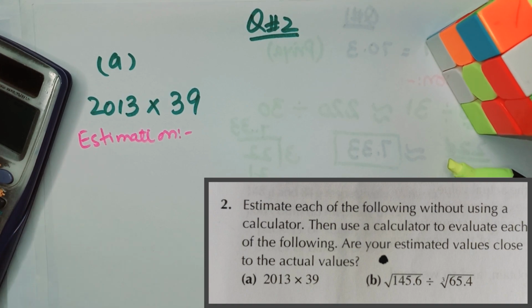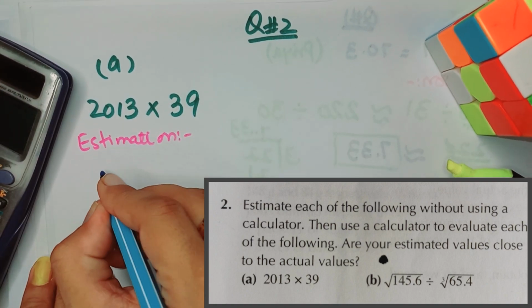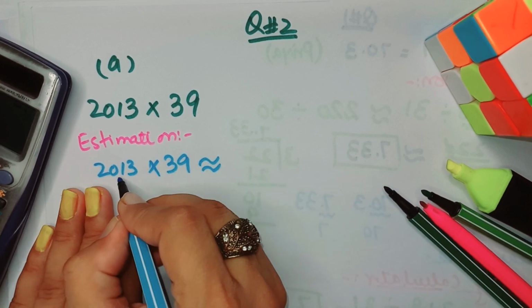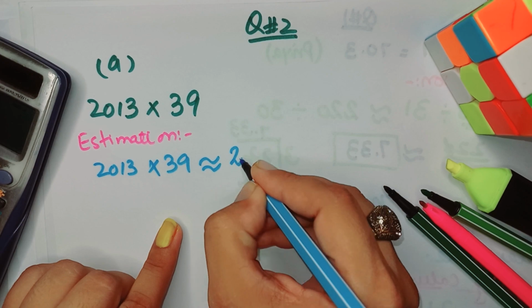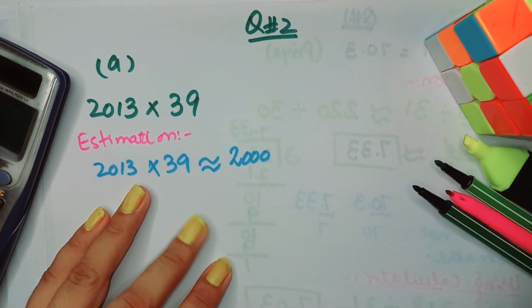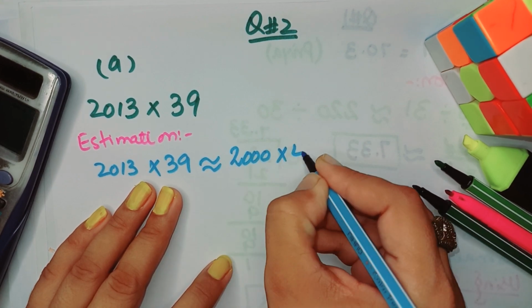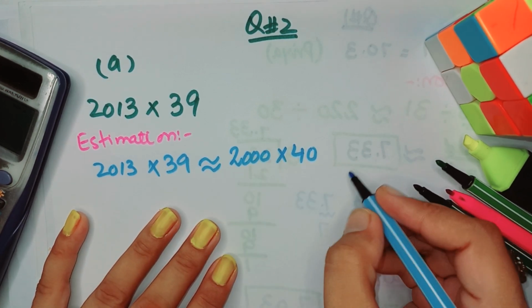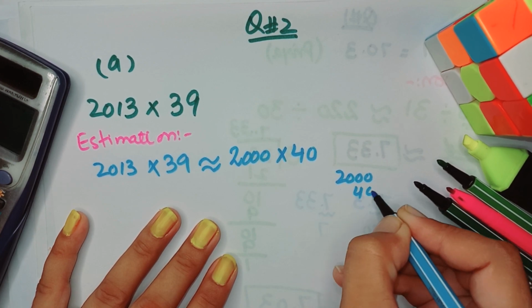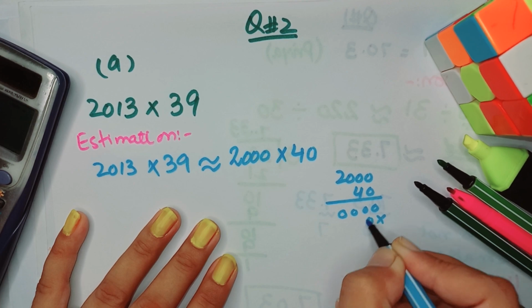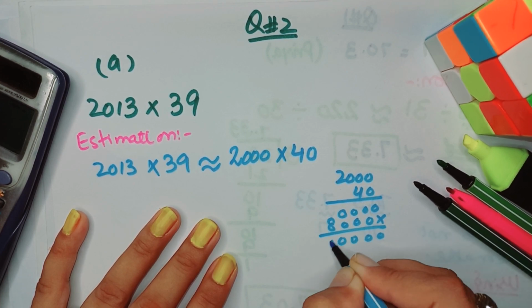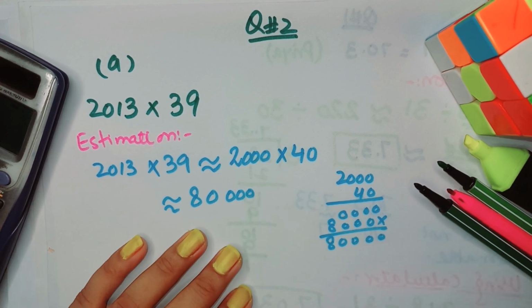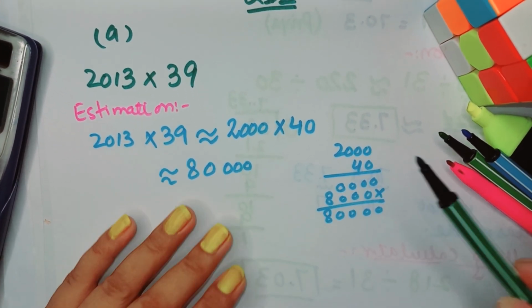So for estimation we have 2013 into 39. This is a project we have. 2013, dear students, is very close to 2000 and 39 is close to 40. So now we will multiply it: 2000 into 40. Dear student, we got 80,000. We found this product using estimation.